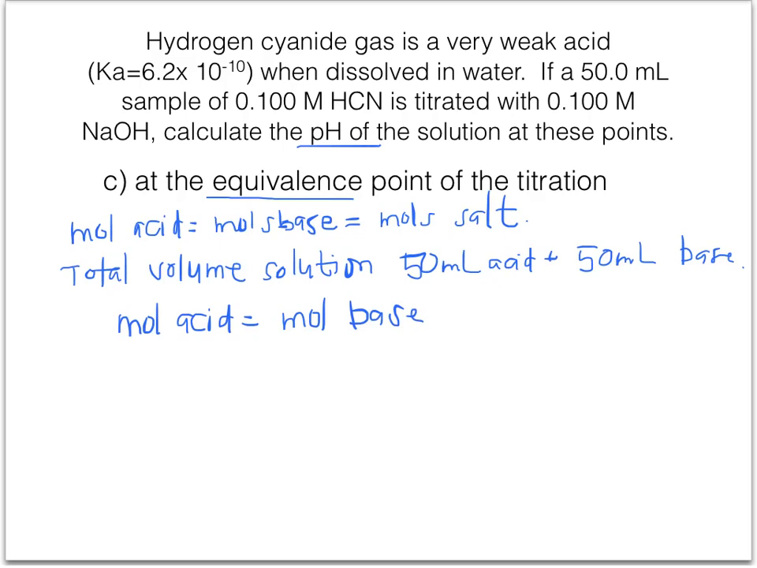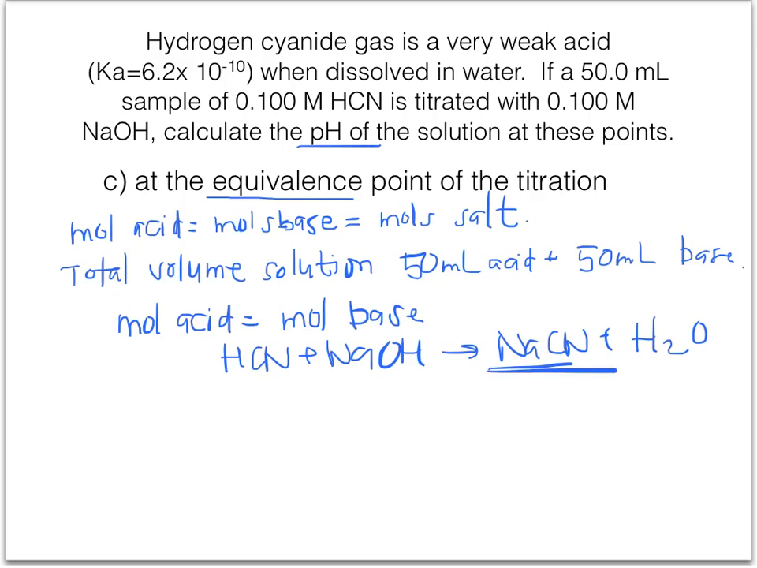So we know that the salt that's going to be produced, if we have HCN plus NaOH, we're going to produce NaCN plus H2O. Okay, so what we're going to do is we're going to use that salt, and we're going to do the hydrolysis of the salt. So we know we have a strong base because we're using a weak acid and a strong base. It's listed up here in the problem. Hydrogen cyanide is weak, and we know that sodium hydroxide is strong.